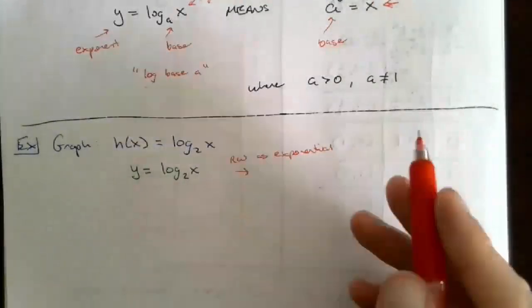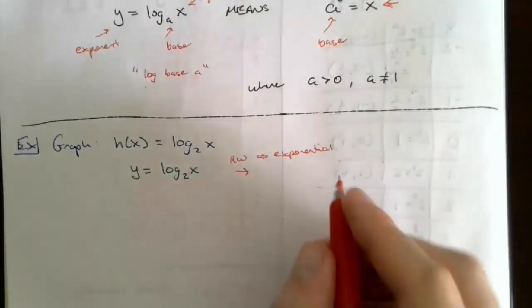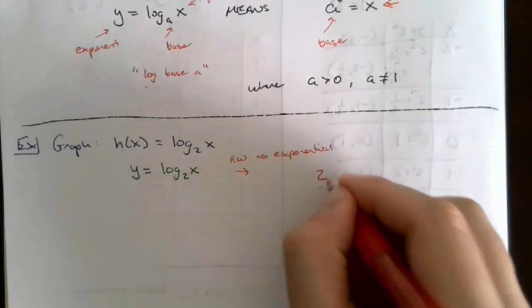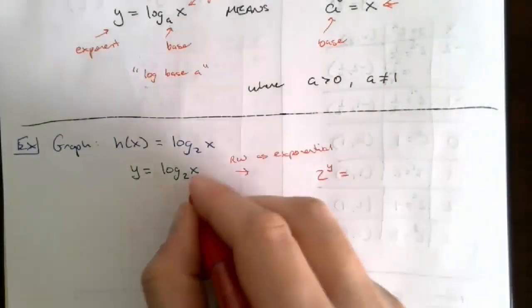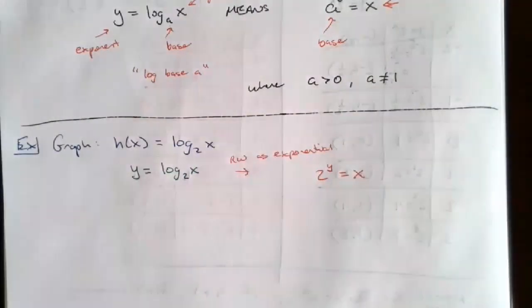If I rewrite it as an exponential, what does this really give us? Well, remember how I just said it above. What's the base? Well, the base is 2. What's the exponent? The log is always equal to the exponent, so it's 2 to the y power, and it's equal to whatever the argument of the log is, which is x. So you have 2 to the y equals x.